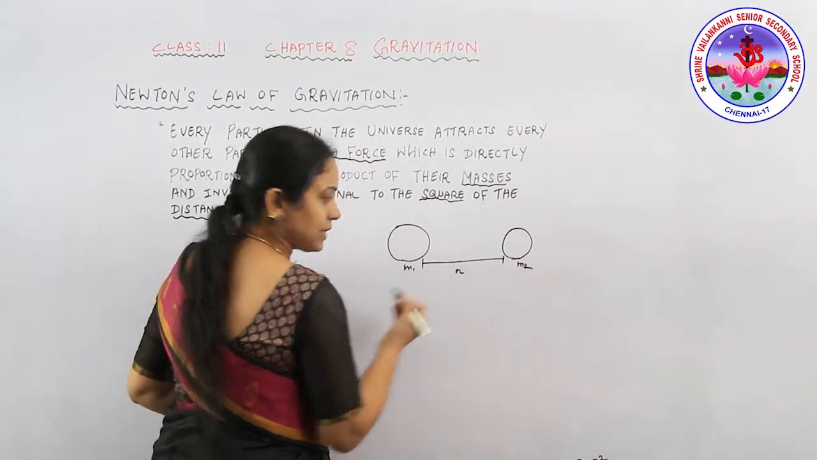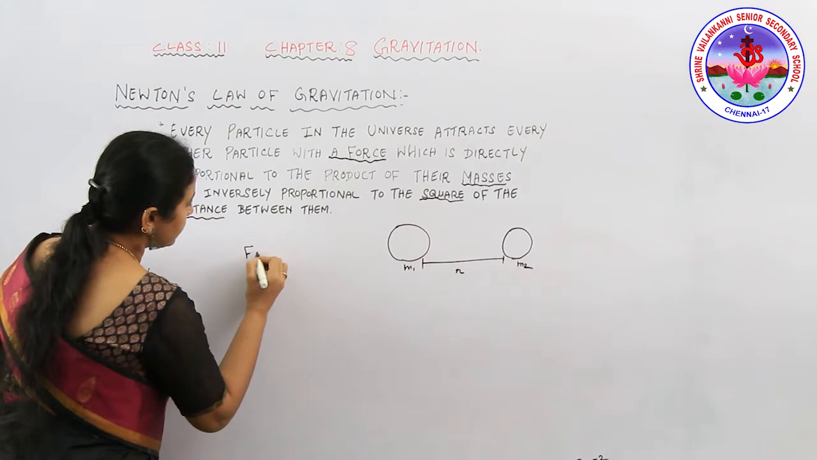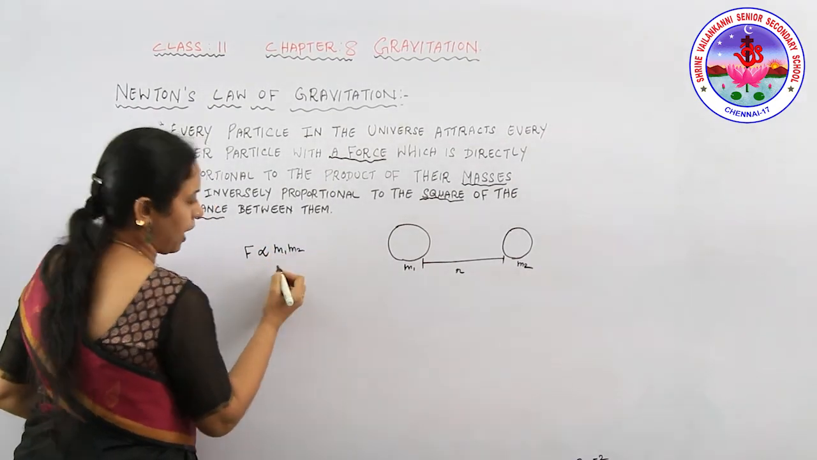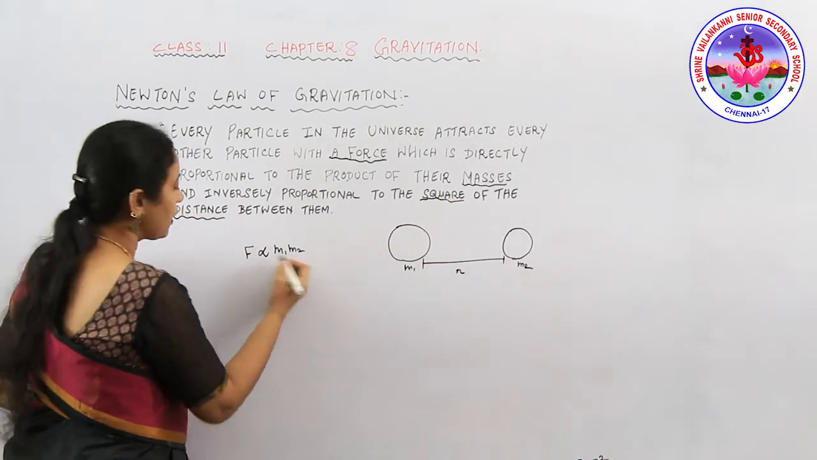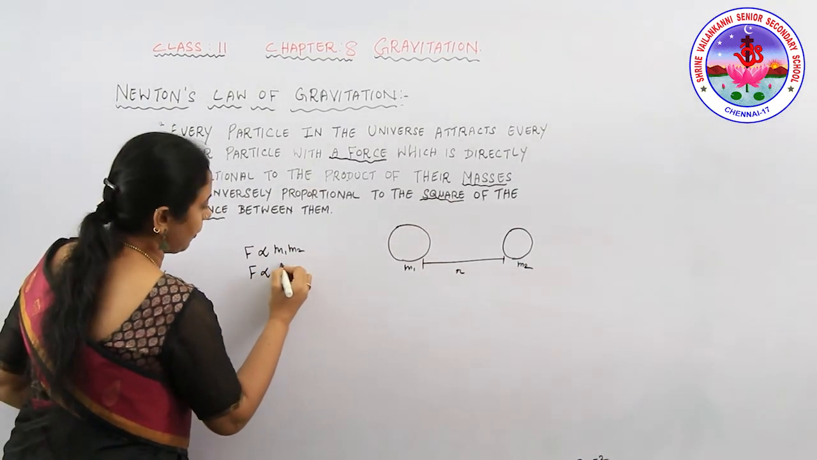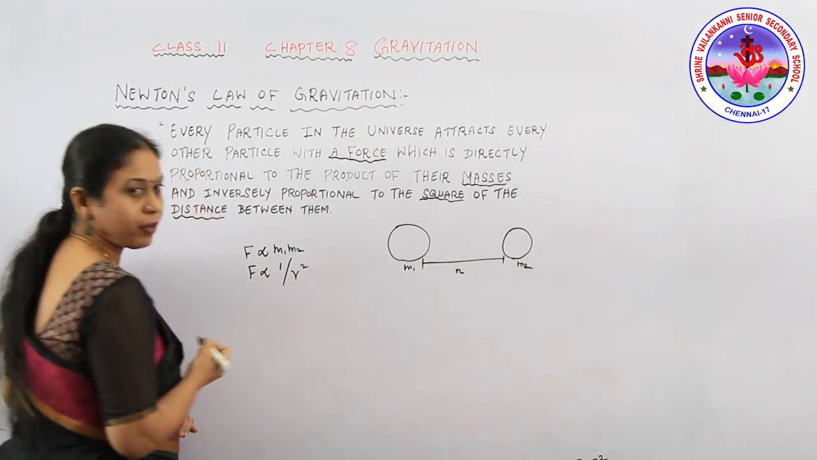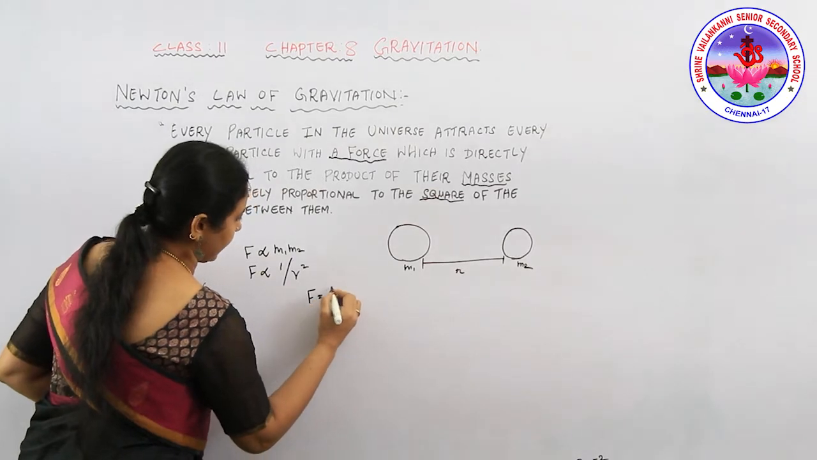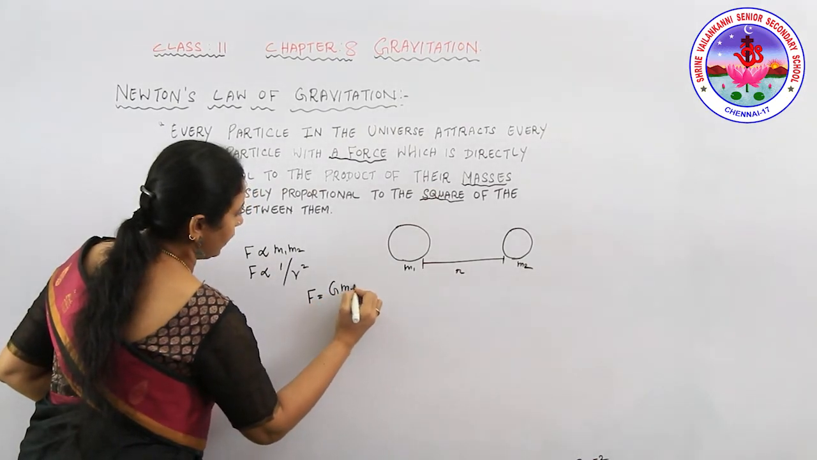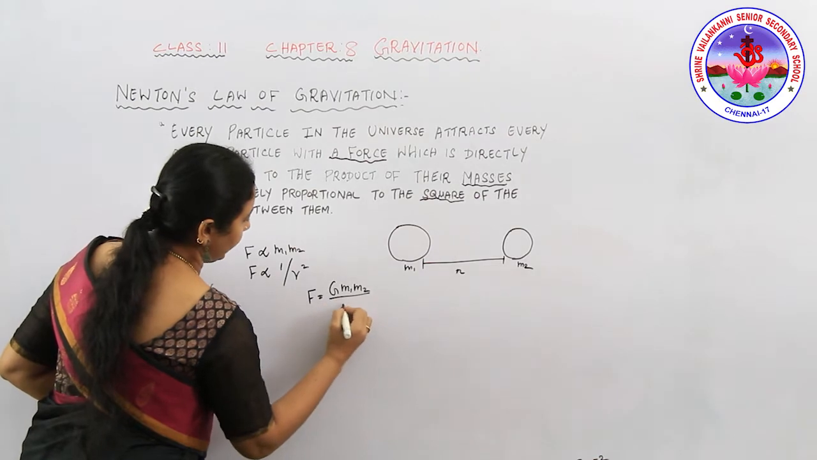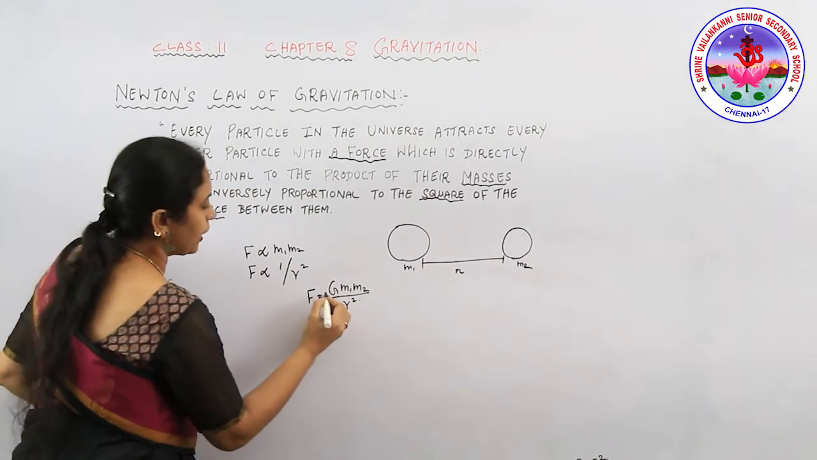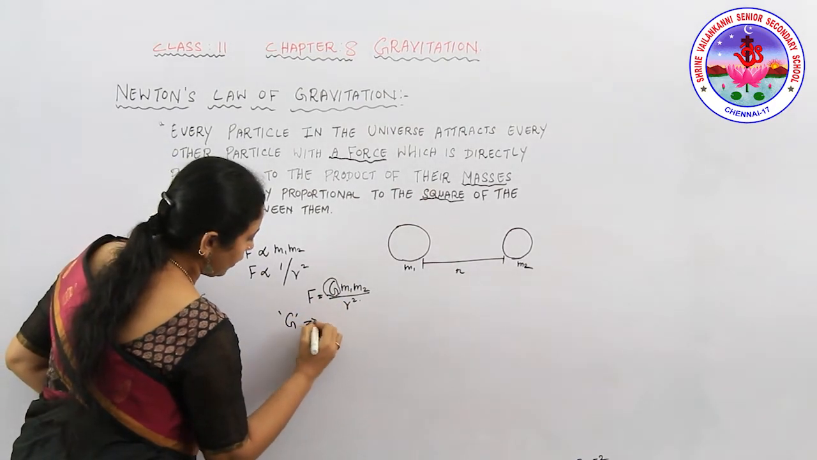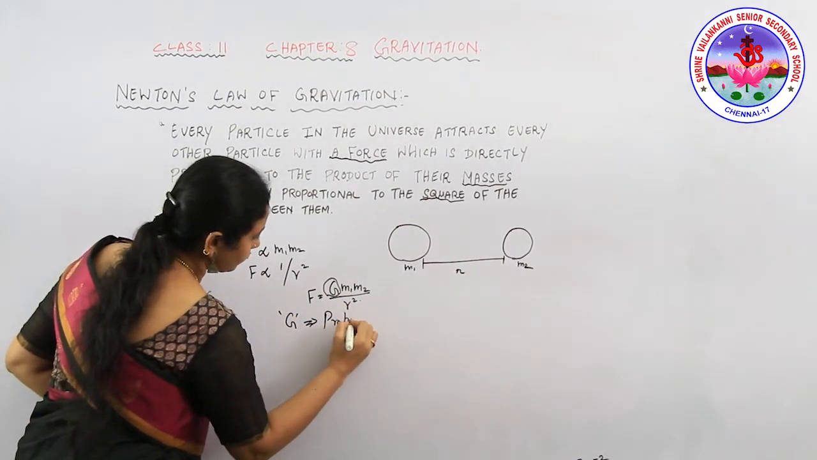Now, the force is directly proportional to m1 and m2, mass 1 and mass 2, and F is inversely proportional to the square of the distance between them. So F is equal to G m1 m2 by r square. Here we can say G is the proportionality constant.